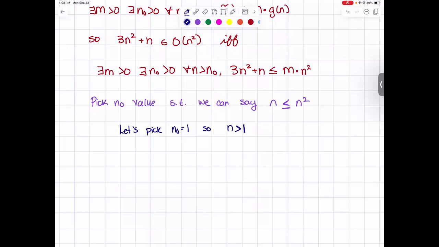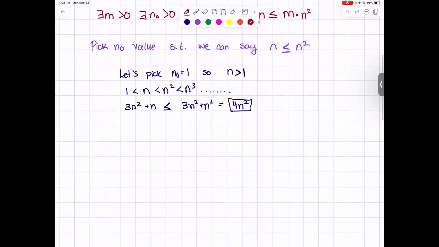Keeping that in mind, we know that 1 is less than n, which will be less than n squared, which will be less than n cubed, and so on and so forth. So we can make sure that 3n squared plus n is going to be less than or equal to 3n squared plus n squared, which we know is the same as 4n squared. And now we're finally going to be in that format that matches what we were looking for. Armed with this information, we can finish off our real proof.